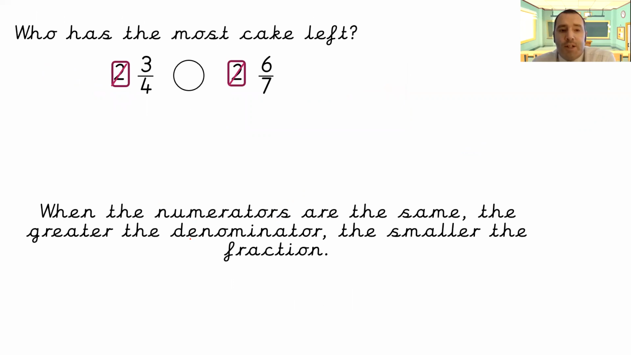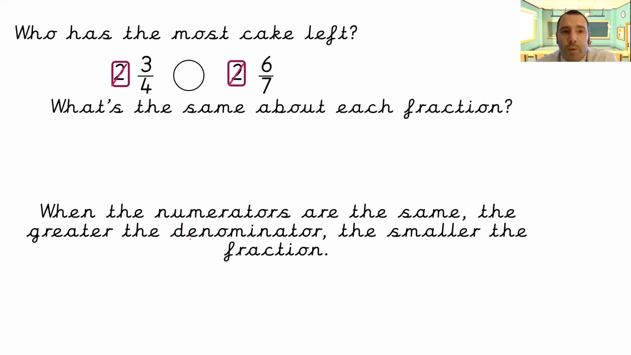So when the numerators are the same, the greater the denominator, the smaller the fraction. We looked at what's the same in each fraction, and because it's mixed numbers, we had the same numbers to begin with. Both had started with a 2. We've got quarters and sevenths. That's different, they're not the same there. A quarter is greater than a seventh.